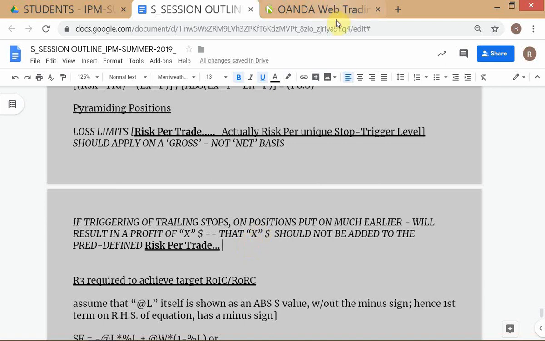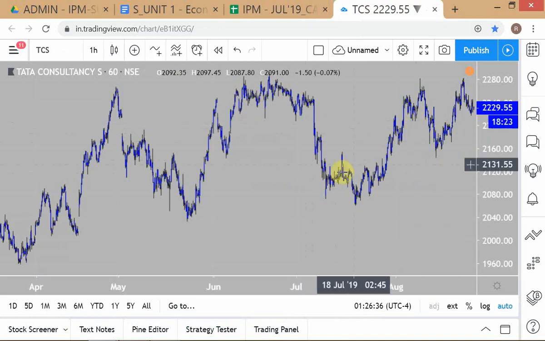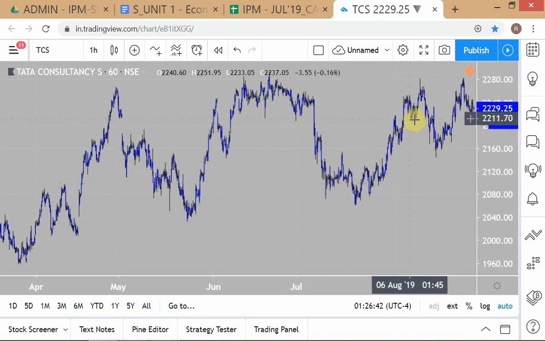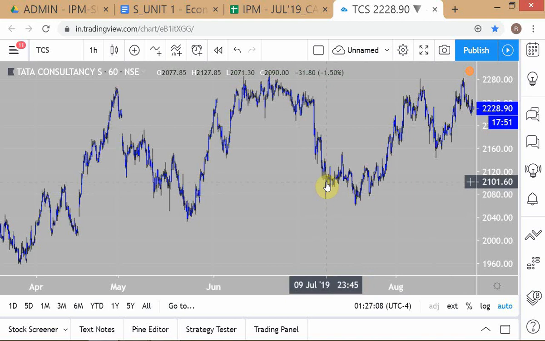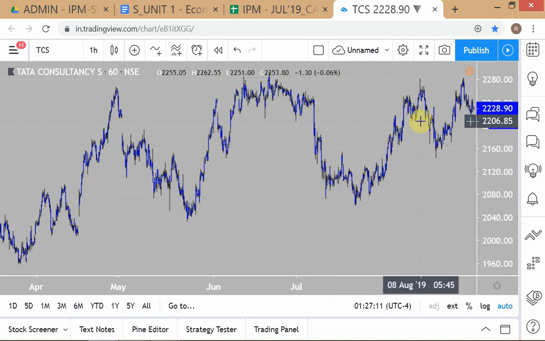So let's say we are also going to make X dollars on the triggering of the stop, from here, 500 shares bought at this point, stopped out at this point, that will result in a profit of X dollars. So my point is that when you are talking about what position size we should put on here, so that the total loss when this thing is triggered on both the positions does not exceed my risk per trade, you should not take that calculation on a net basis, you should take it on a gross basis. That means the profit you're making on this earlier position from here to here should not be factored in. Are you following what I'm saying?